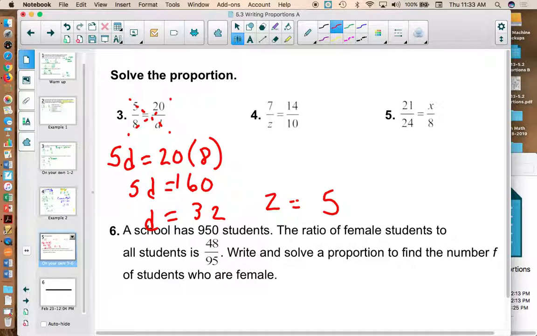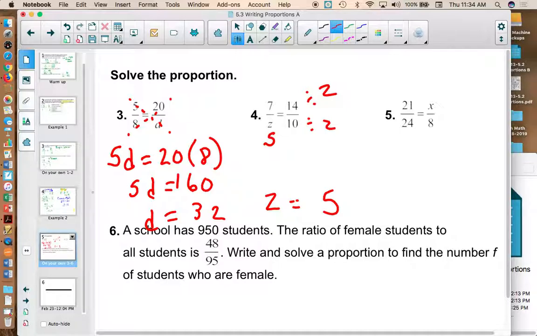You said 7 times what is 14, right? And 7 times 2 is 14. So does that also mean that 14 divided by 2 is 7? What you do to the top, you do to the bottom. 10 divided by 2 is 5. That is another way of doing it. Okay? Nothing wrong with it. If you can see it, it's an easy one to see. Doesn't matter. It works. The one that will always work for you is the cross product.